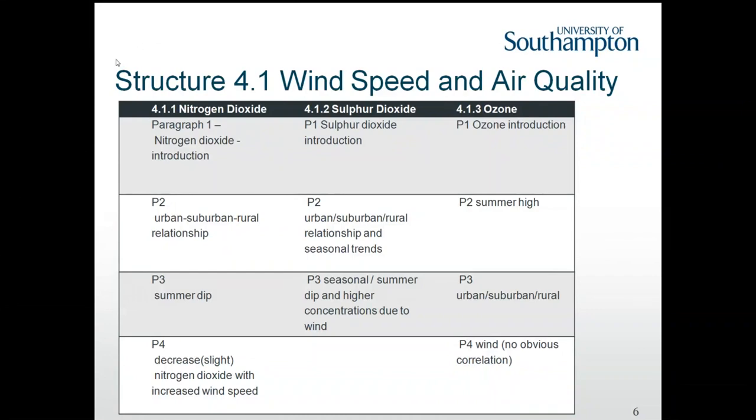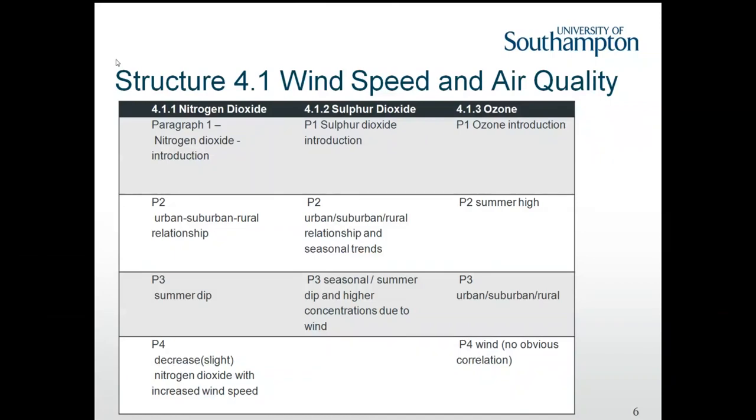Here we're going to look at how the student divided down further their first section, section 4.1, about the wind speed and air quality. First of all, I'll just talk you through these notes and then we can discuss what they show us in more detail. In 4.1.1, we've got nitrogen dioxide, and this started with a paragraph introducing nitrogen dioxide and explaining that it's a really key pollutant. In paragraph 2, they identify an urban-suburban-rural relationship where levels of nitrogen dioxide are raised in urban areas and lower in rural areas. In paragraph 3, they talk about a dip in levels of nitrogen dioxide in the summer. And then in paragraph 4, they talk about the slight decrease in nitrogen dioxide when wind speed is elevated.